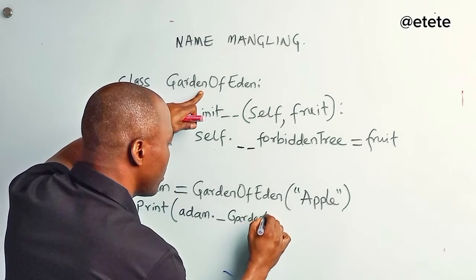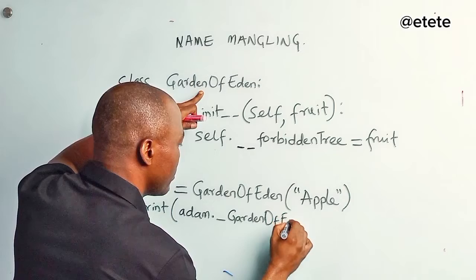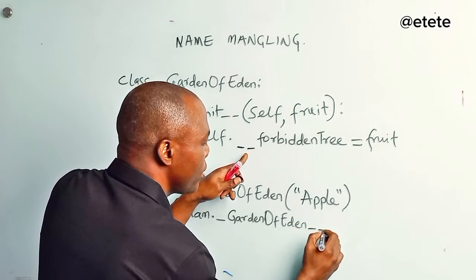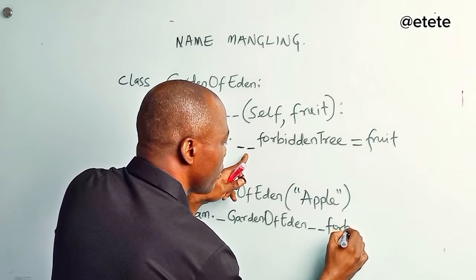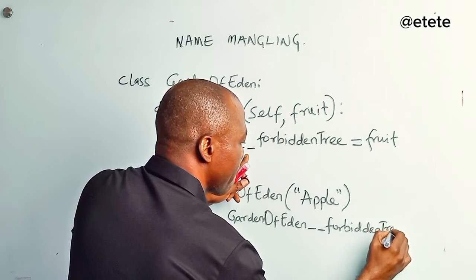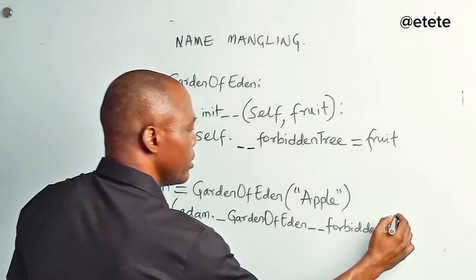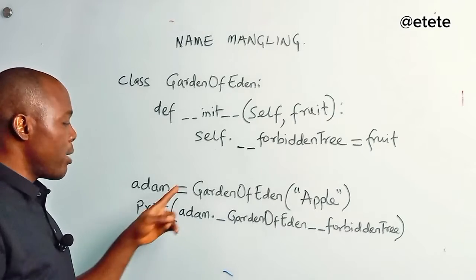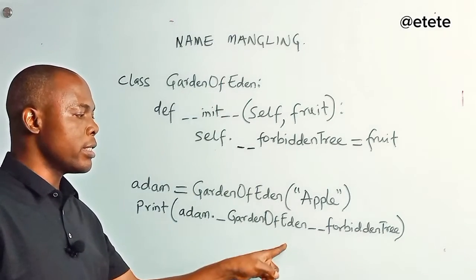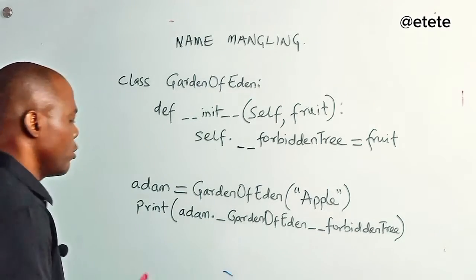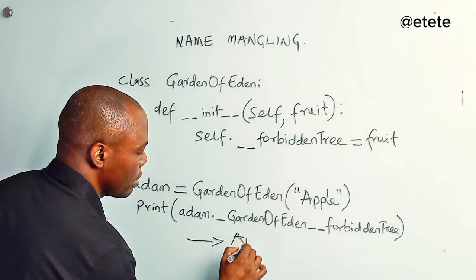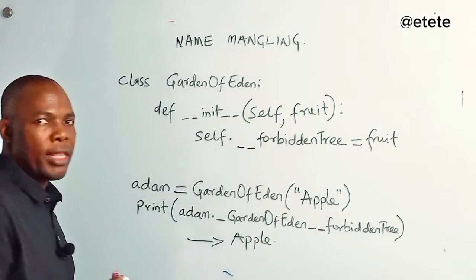Garden of Eden. Then you will now access this underscore, underscore, forbidden tree, right? You do this and then you close. Now, through this method that is print Adam dot underscore Garden of Eden, then the double underscore forbidden tree, it will print out apple. It will print out apple.